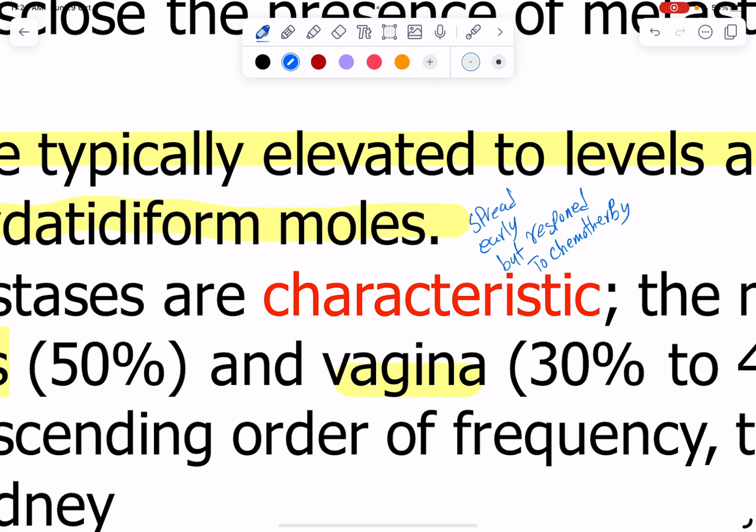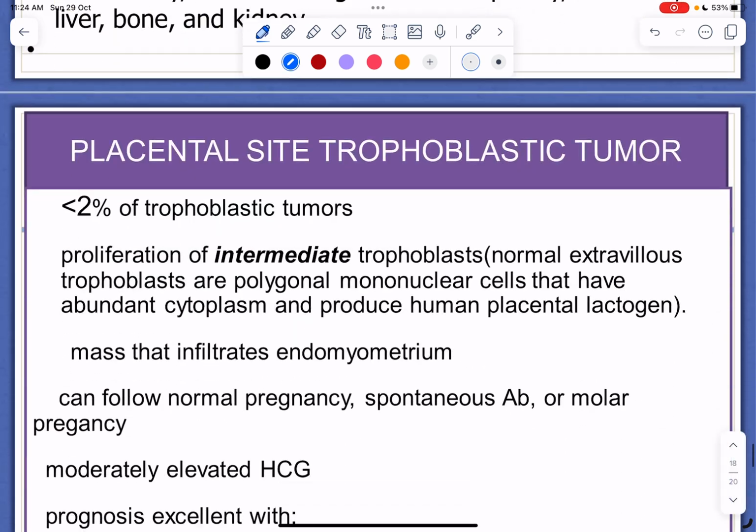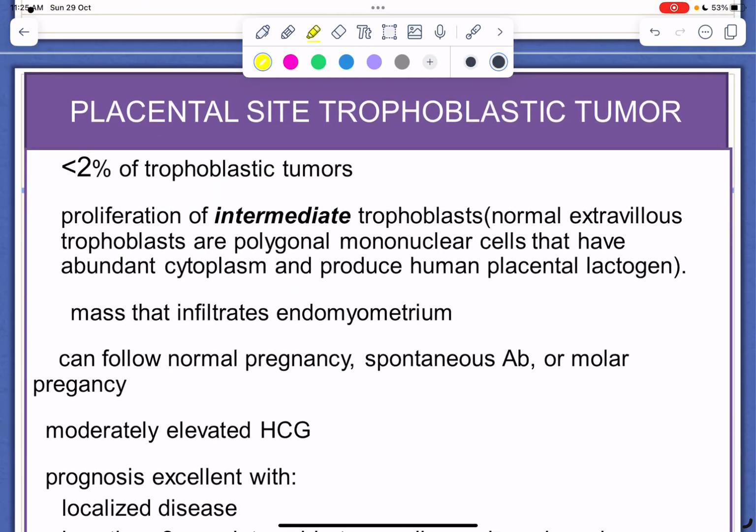Let us talk about the last lesion, the last tumor. It is the placental site trophoblastic tumor. This tumor arises at the site of the placenta. It arises from a cell called the intermediate trophoblast, the extravillous intermediate trophoblast. These cells are found in between the villi. It is not like the cytotrophoblast surrounding the villi or covering the villi from outside. It is found in between the villi. We call it intermediate trophoblast.